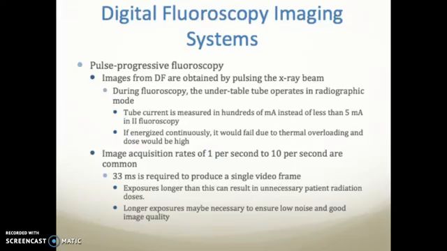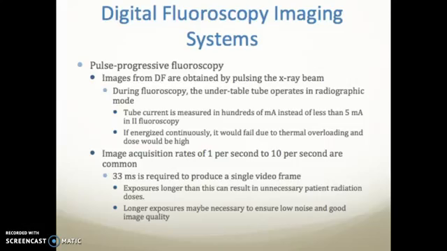So in your digital fluoroscopic imaging system, you have pulsed progressive fluoroscopy. The images from the DF are obtained by pulsing the X-ray beam. During fluoroscopy, the under-table tube operates in radiographic mode, so the tube current is measured in hundreds of mA instead of less than 5 mA in an II fluoro. If energized continuously, it would fail due to overloading of heat, so it would be too hot.